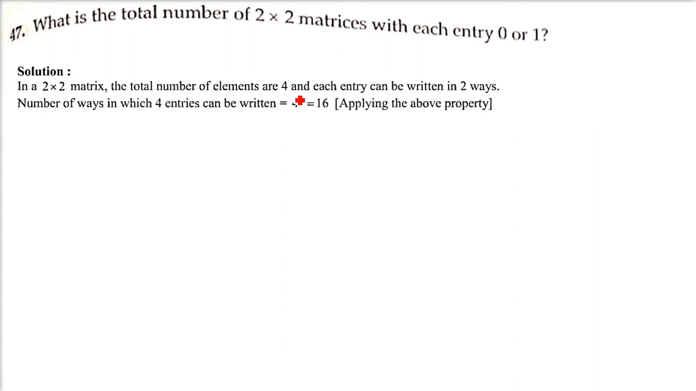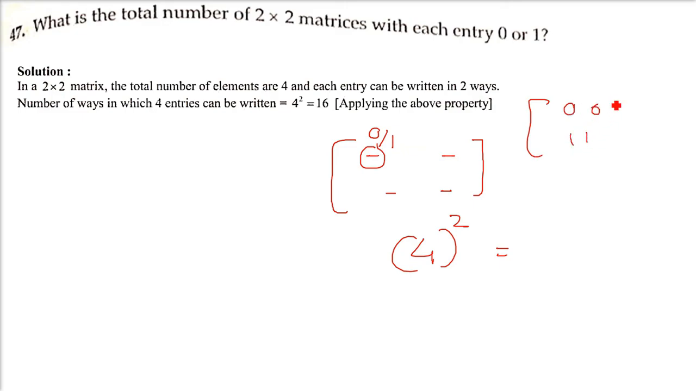What is the total number of 2 by 2 matrices with each entry 0 or 1? Now this is a 2 by 2 matrix. 2 by 2, there are 4 elements. The element can be either 0 or 1. So it can be 0 or 1. So how many elements are there? 4. Every element can be either 0 or 1. So 4 square, it is going to be 16. Okay, I hope you got the idea. 0, 0, 1, 1, 1, 1, 0, 0, 1, 1, 0, 1 like this. There will be 16 combination.